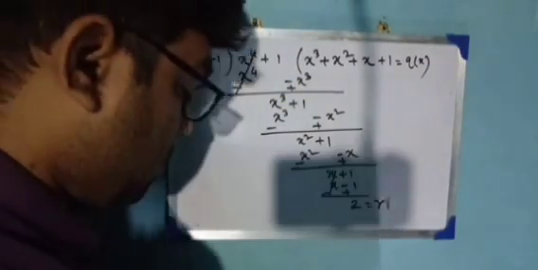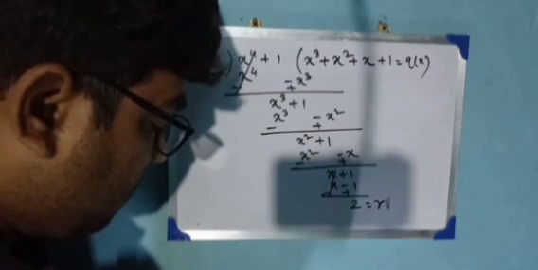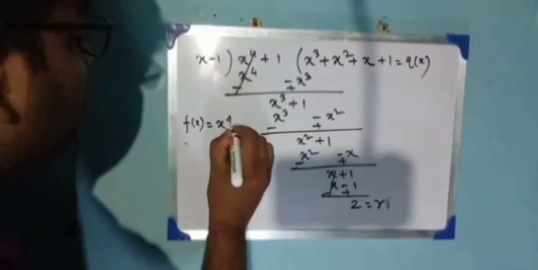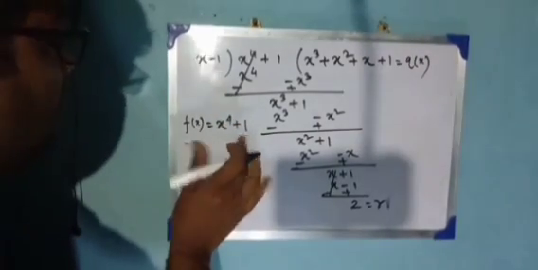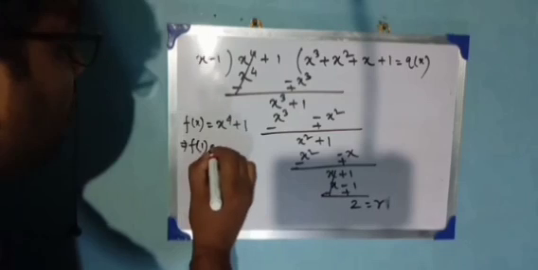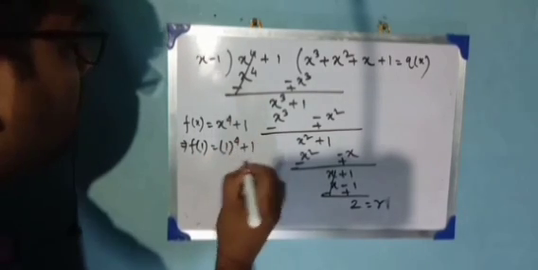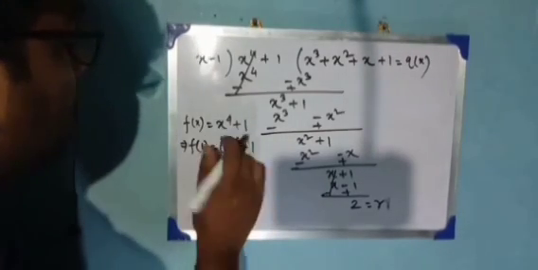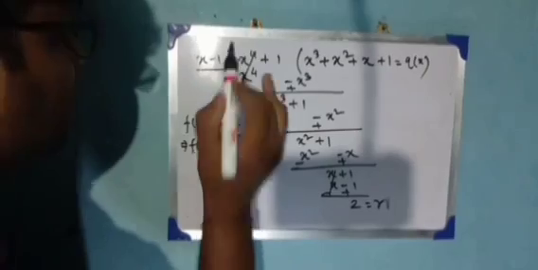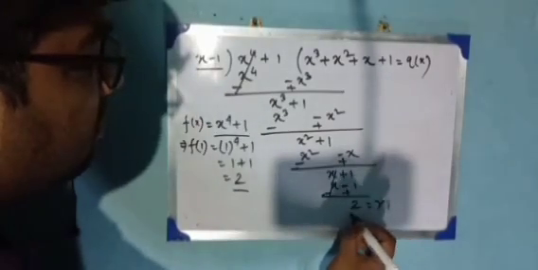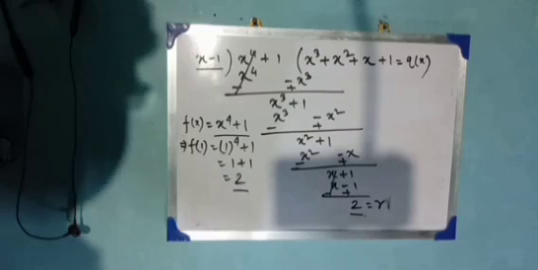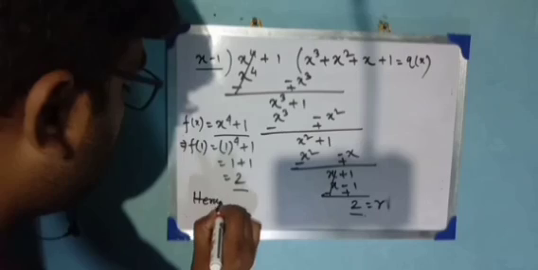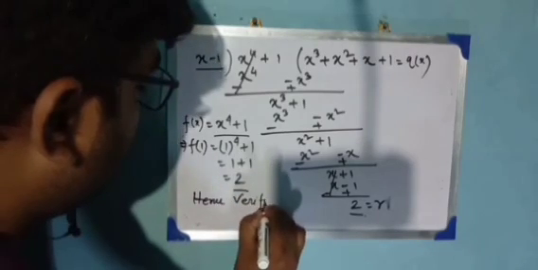Now we have to verify the remainder for f(1). For that we take f(x) equals x to the power 4 plus 1, this polynomial. Then f(1) is equal to 1 to the power 4 plus 1, means 1 plus 1, that means 2. So the remainder when this polynomial is divided by x minus 1 is 2, and by actual division also my remainder is 2. So it is verified. Hence verified.